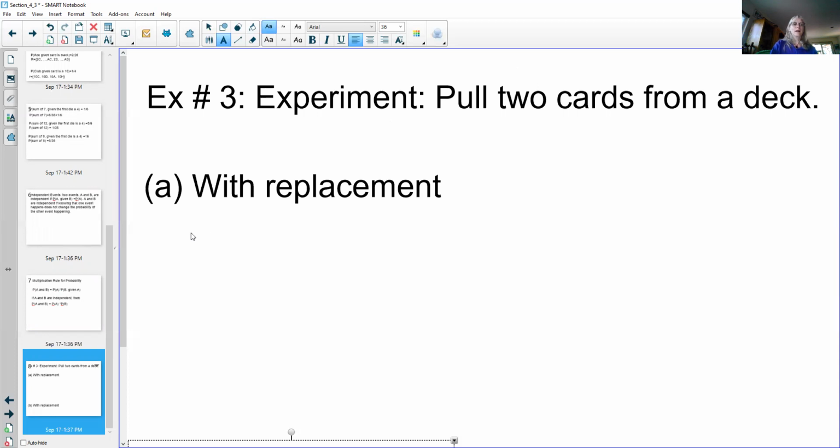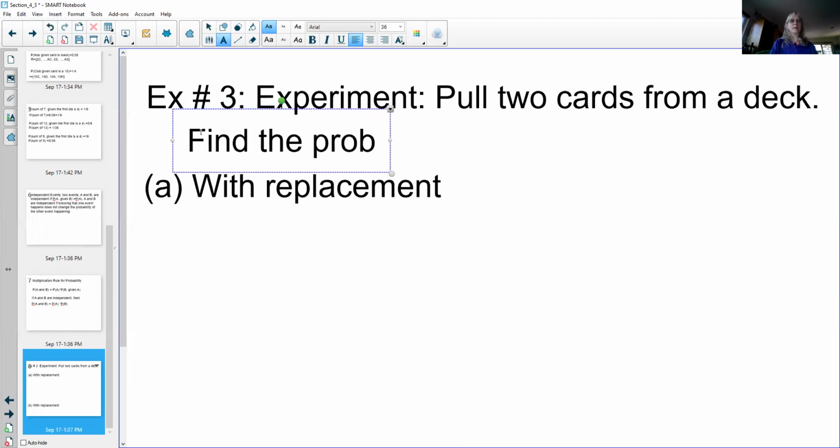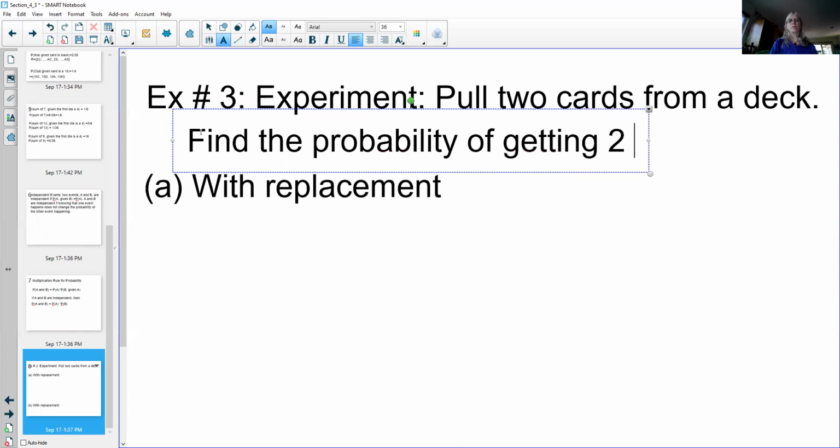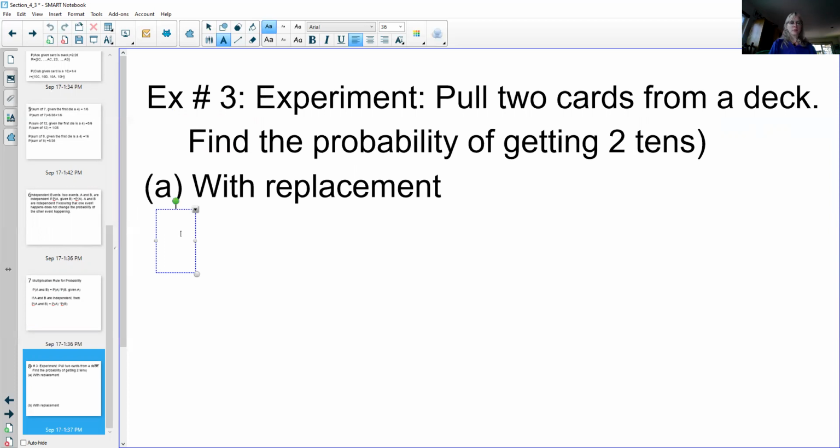And so what I want to do is find the probability, I forgot to mention that, find the probability of getting 2 10s. Okay. So that's the first probability. The first time we're going to do it without replacement. What that means is I'm not going to put that card back. That card's going to stay out.